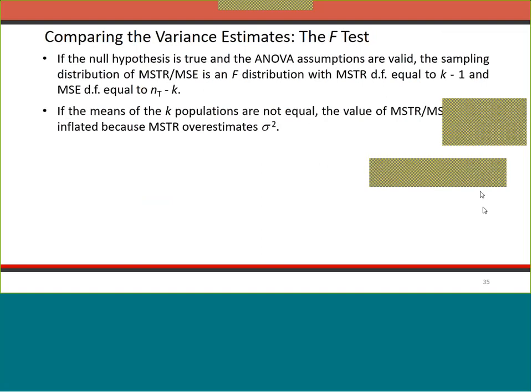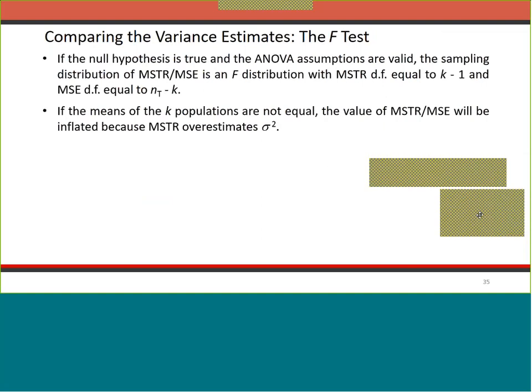So if the null hypothesis is true and the ANOVA assumptions are valid, the sampling distribution of MSTR by MSE, of course the ratio of two variances, is an F distribution with MSTR degrees of freedom equal to k minus 1 and MSE degrees of freedom equal to nt minus k. If the means of the k populations are not equal, then the ratio will be inflated because MSTR, you know very well, overestimates sigma square.